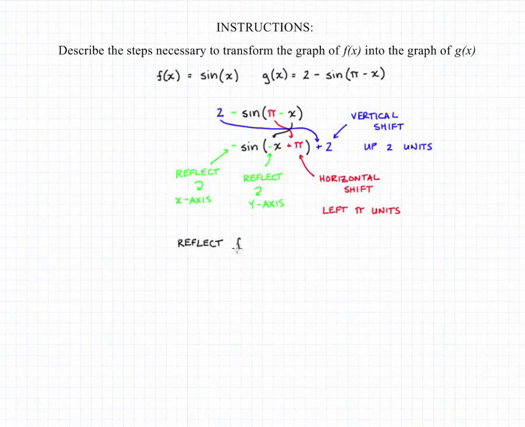So the final answer to our question is that the steps necessary to transform the graph of f of x into the graph of g of x is we would have to reflect the graph of f of x about or around both the x and y axes, and we would have to shift the graph left by pi units and up by 2 units.